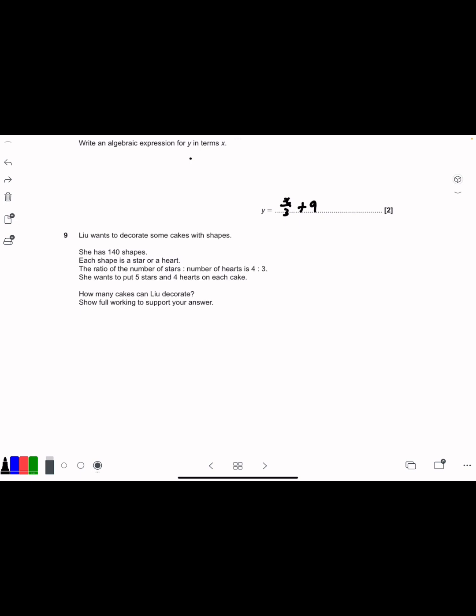Liu wants to decorate some cakes with shapes. She has 140 shapes. Each shape is a star or a heart. The ratio of the number of stars to the number of hearts is 4 to 3. She wants to put 5 stars and 4 hearts on each cake. How many cakes can she decorate? So 4 and 3, we can think of 4 plus 3 is 7. So each part would be 20. Therefore, 80 stars, 60 hearts.